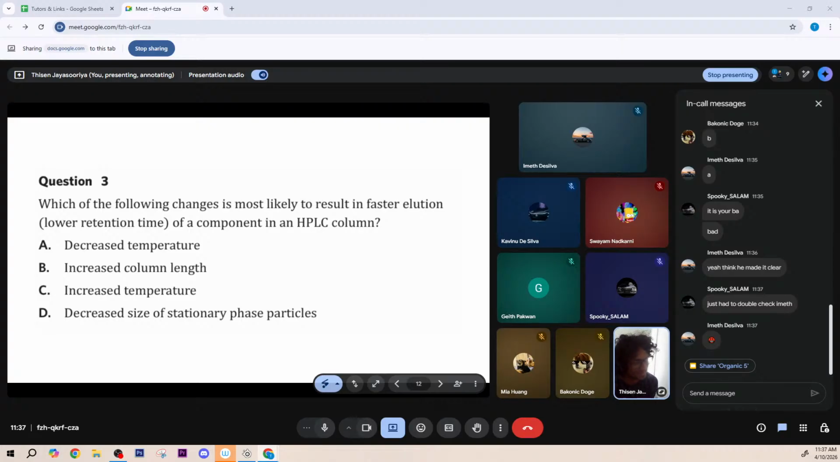Okay. Which one of the following is most likely to result in a lower retention time?